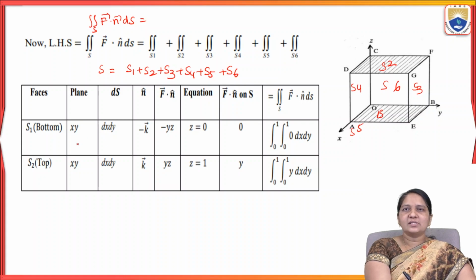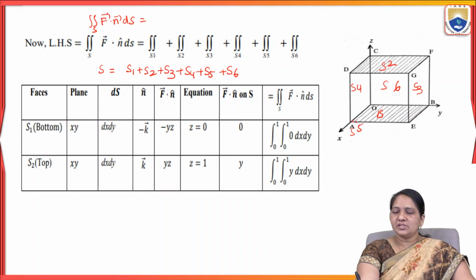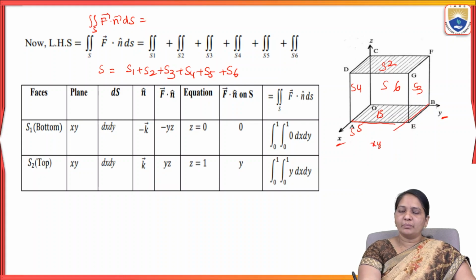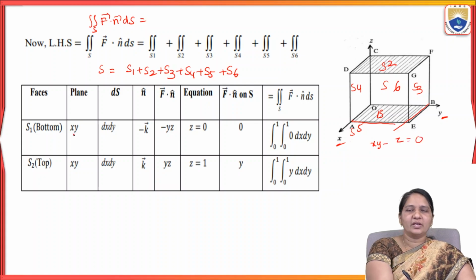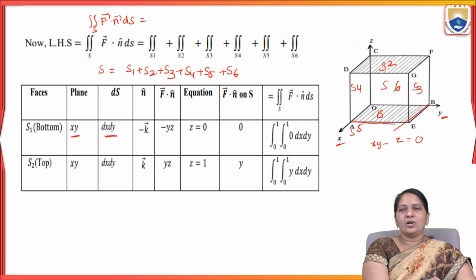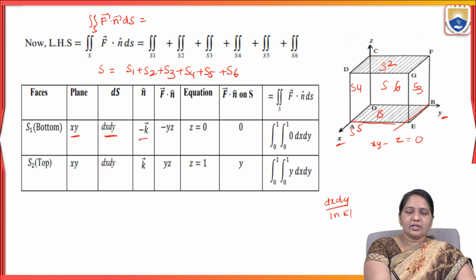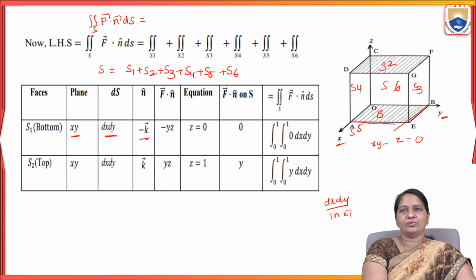So this one is x into y. Where is the surface? This is in the xy plane, so z is 0. That means we will get only xy, so dx dy. When you take the surface integral, as we already know, if you have the xy plane, you will take n dot k. So according to that, n cap is minus k bar, the unit normal.